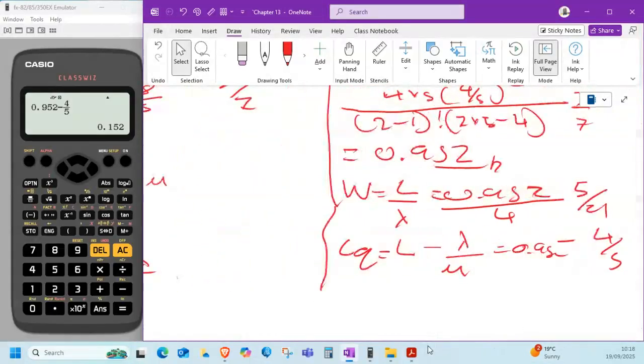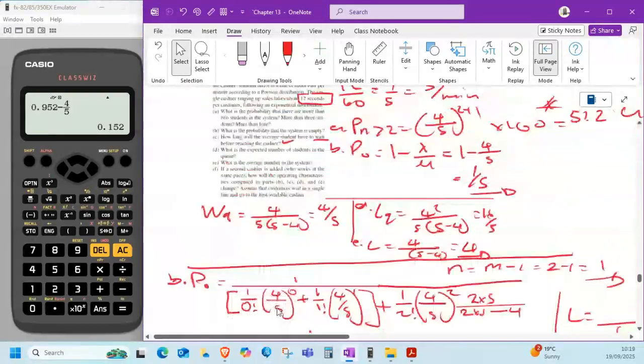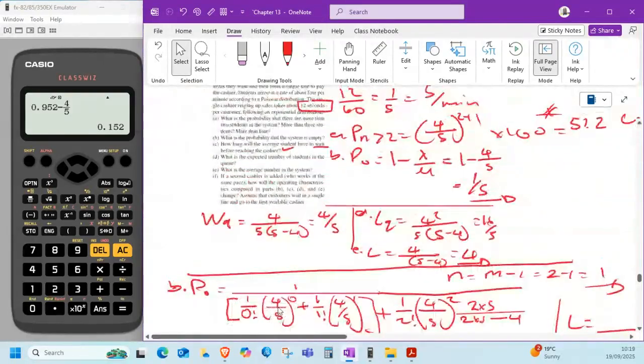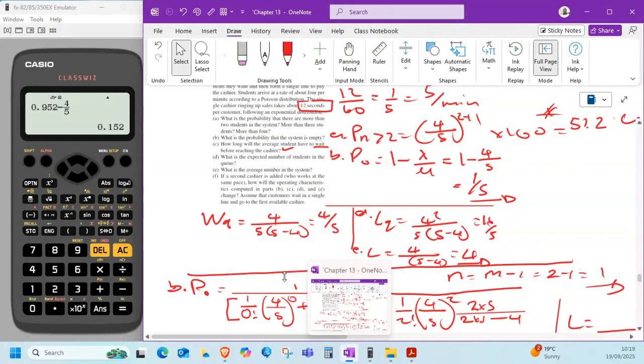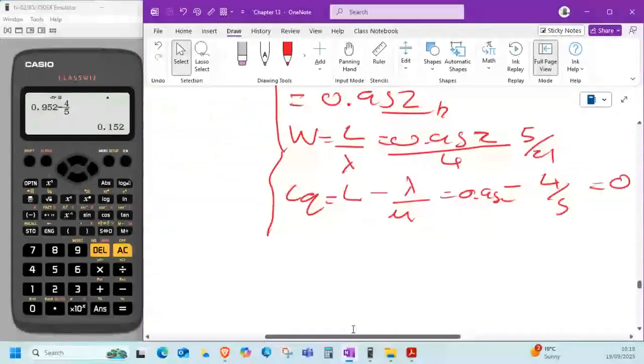Then only now you can look for the WQ, because the question says you need to find what is the average, how long will the average student have to wait before reaching the cashier. So that is WQ. It's forcing you to calculate everything. Yeah, which is clever.